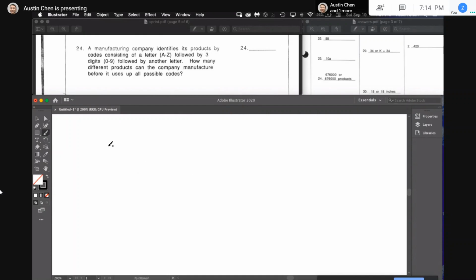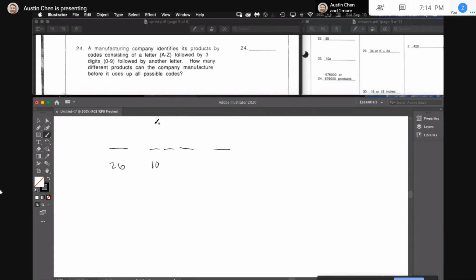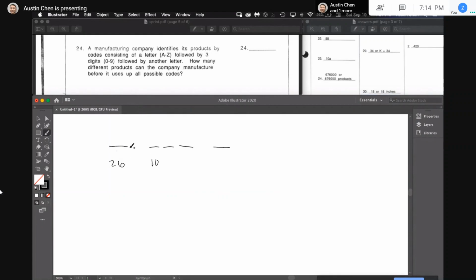Okay, so it's going to have a letter and then 3 digits and then another letter. And that's all of its properties. It doesn't say you can't have repeating digits or letters. So this should be pretty easy. You have 26 possibilities of a letter, and 10 possibilities of digits. It says 0 through 9, so that's 10 digits. And again, it doesn't say anything else you have to do.